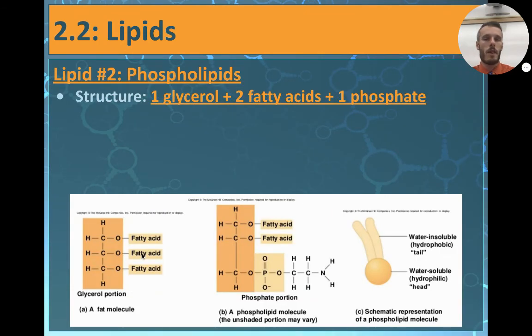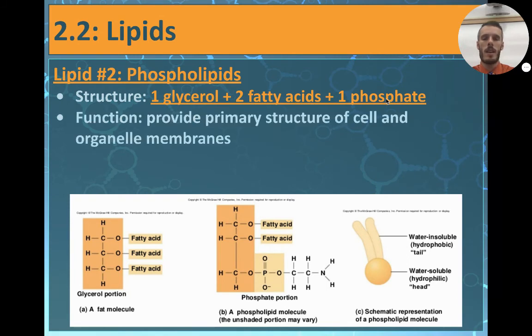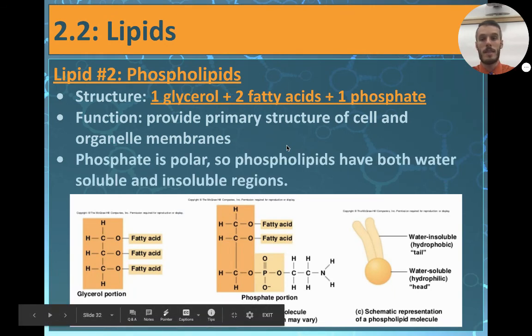Next, we got phospholipids. So again, just like a fat, we have glycerol and two fatty acids, but instead of the third, we have a phosphate. So these are the primary structure of our cell and organelle membranes. Okay, remember the double layer of phospholipids. These are the basic structures that make up our membranes.